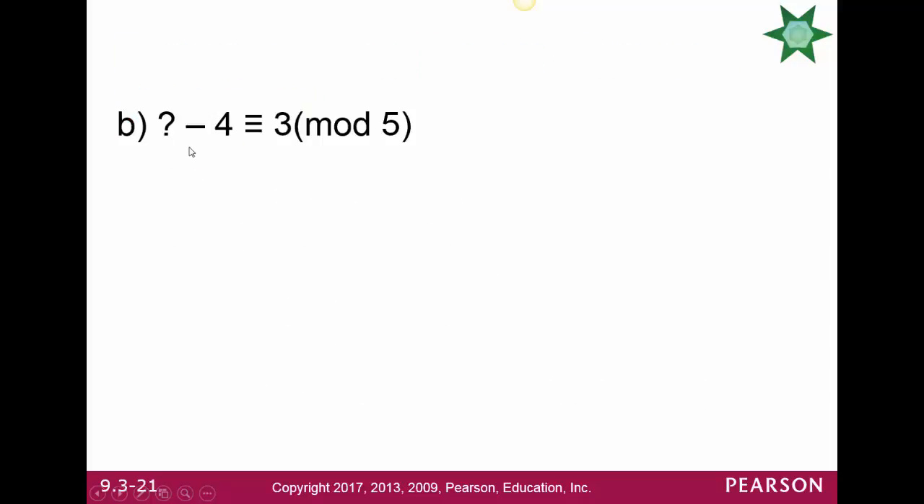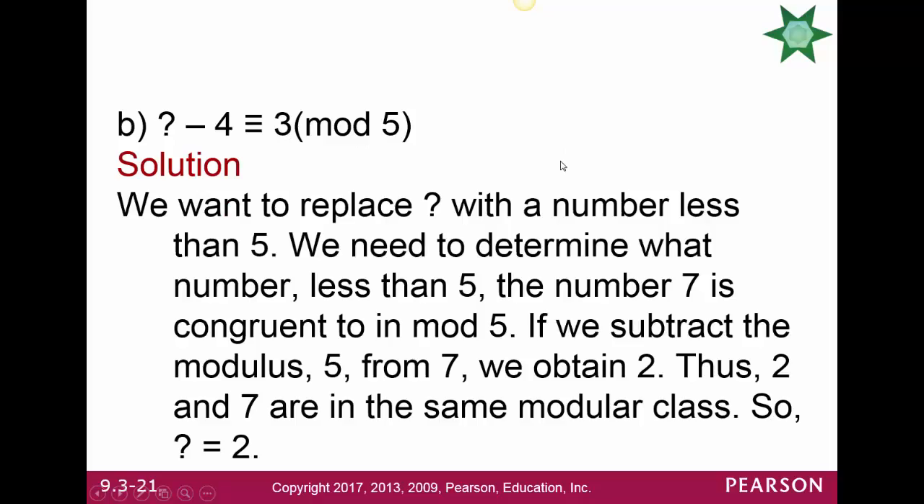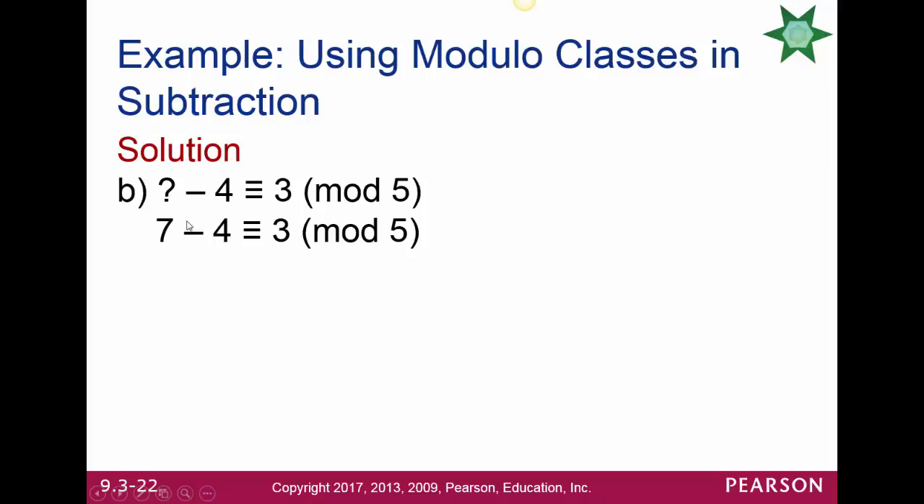And how about this one? What do I have to subtract 4 from in order to get 3 modulo 5, or a number that's congruent to that? We want to replace this with a number less than 5 because the modulus is 5. So we need to determine what that number is such that the number, actually 7, is congruent to that. Let's take a look here. If I put a 7 in here, 7 minus 4 is 3. Take away the modulus 5, right? Because this would give me a true answer.